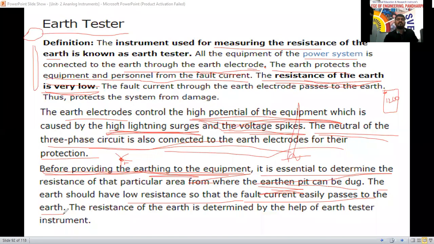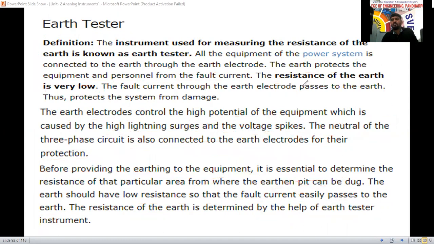The resistance of the earth is determined with the help of an earth tester. By using the earth tester, we can determine the resistance of the earth. This is just an introduction to the earth tester. Next, what will we do?